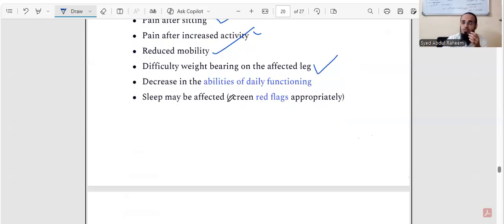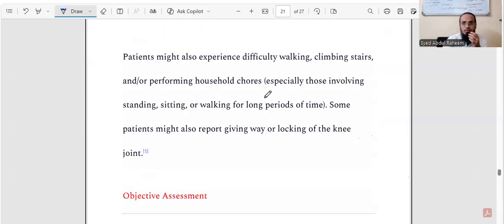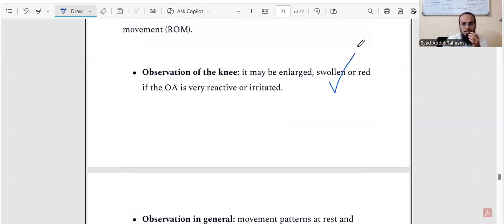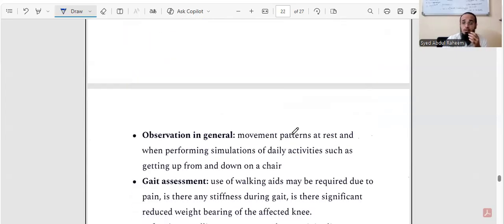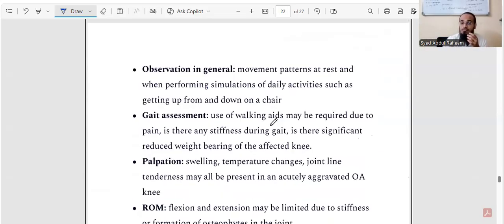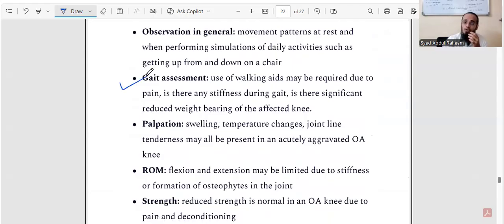Sleep may also be affected because of the pain. Other things you have to observe: is any swelling there, is any redness there, and whether the person is resting or not. If he is always working, you have to advise the patient. Also observe how he is walking, because the joint has to bear the load, and due to the load they also get pain, so you have to improve the mobility.